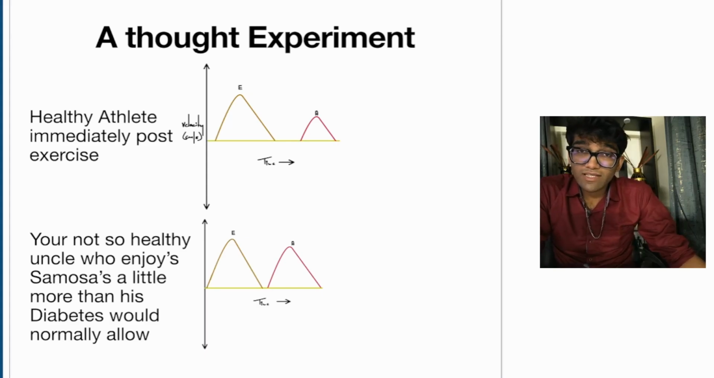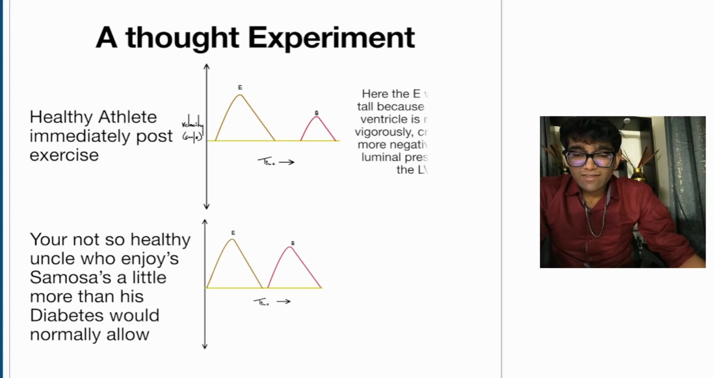the LV velocity versus time curves of the athlete look like this, that is, E is more than A, and your uncle's Doppler also looks like this, that is, E is more than A. So that creates a problem.